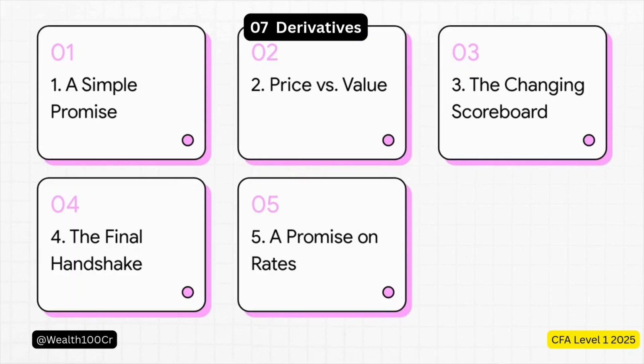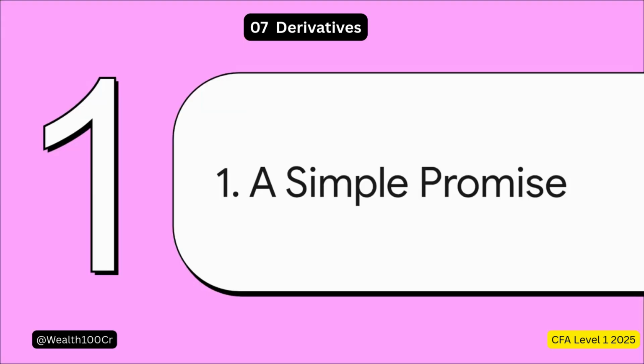Today, we will follow a very simple journey together. We will see what a forward contract is, then how its price and value are different, what happens during its life, how it ends, and finally, a special type for interest rates. Ready? So first, let us understand the basic idea.